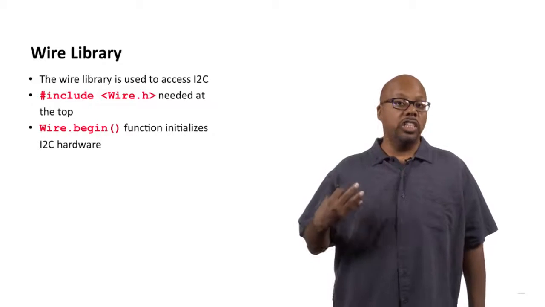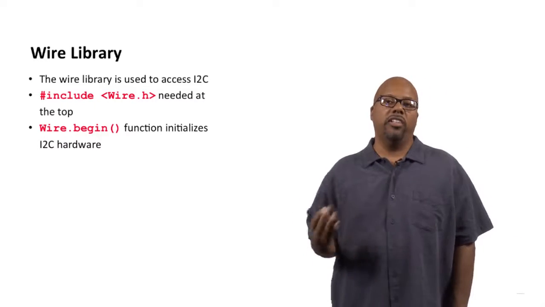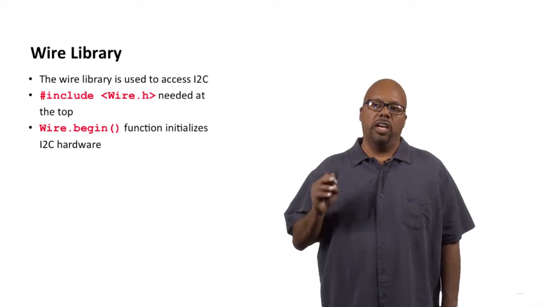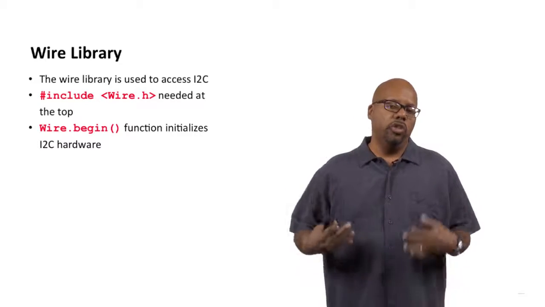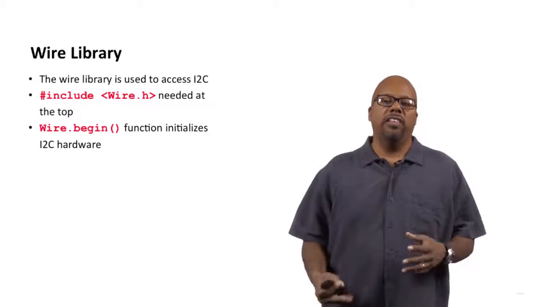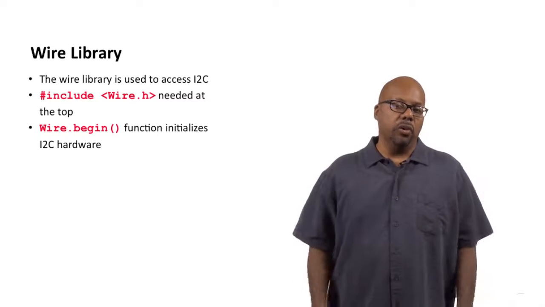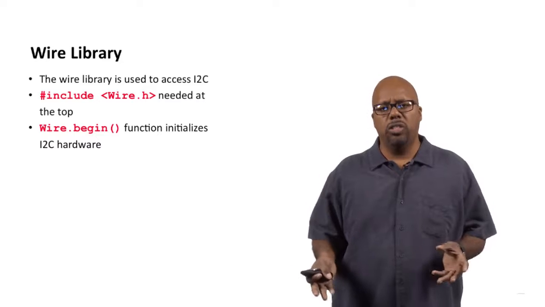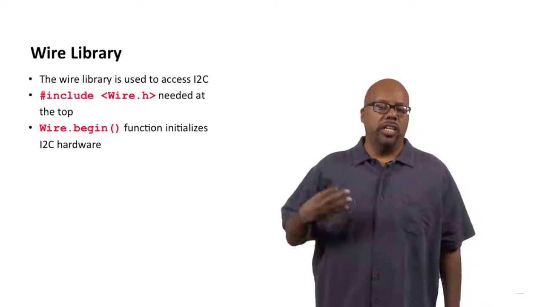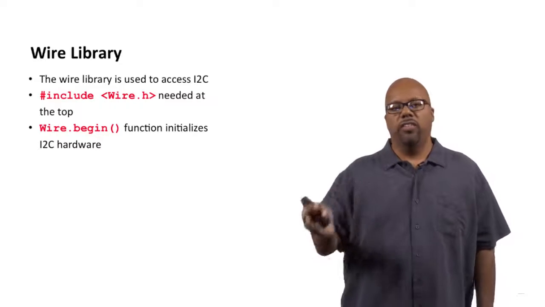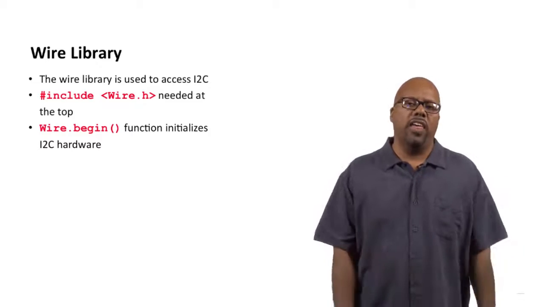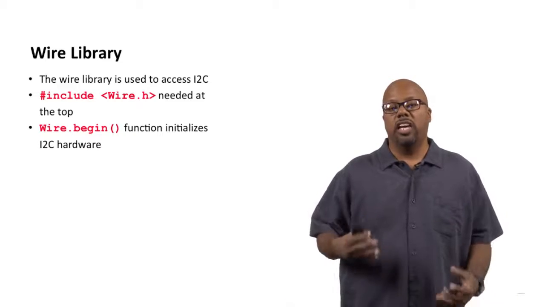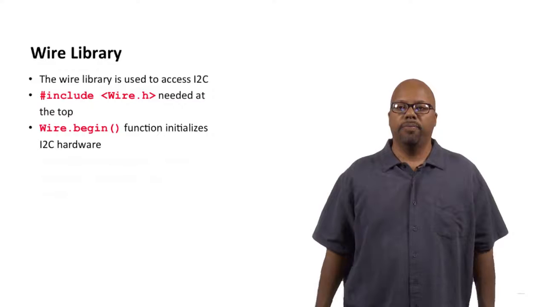Then to initialize the library, to start off all the I2C operations, you've got to call Wire.begin. You would do this in your setup. This initializes the I2C hardware. The microcontroller, the ATmega328, has hardware dedicated to I2C, to doing all the stuff like creating the start condition, stop condition, all that. That hardware is initialized by calling Wire.begin.